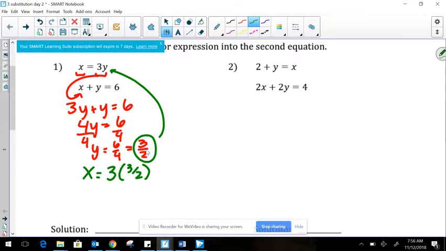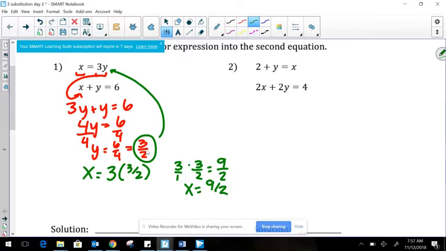Okay, so let me rewrite this. So 3 times 3/2. If you like to write 3 over 1, you can do it that way. So top times top is 9. Bottom times bottom, 2. And that's as reduced as I can have it. So x equals 9/2. And now I have to write my solution as a point.